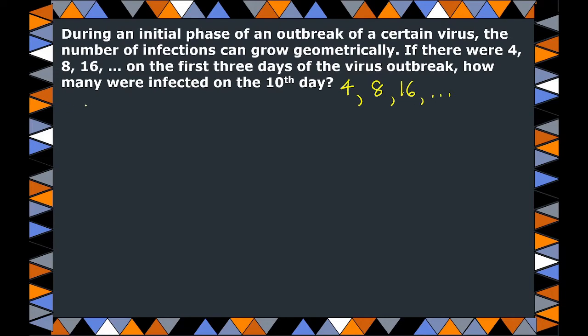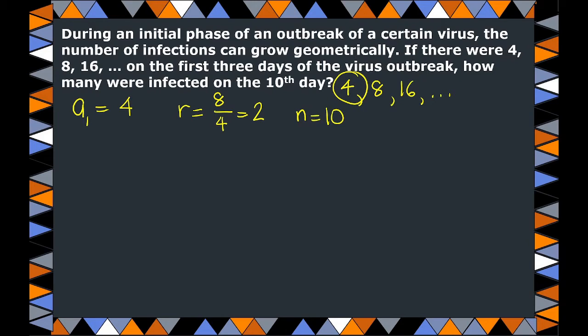So let's write down the given first. The first term is 4, correct? The common ratio, that's 8 divided by 4, that's 2. So we will multiply 2 for that. And the value of n is 10. Now here's my question. Is this a sequence formula? Or is this a sequence problem or a series problem?